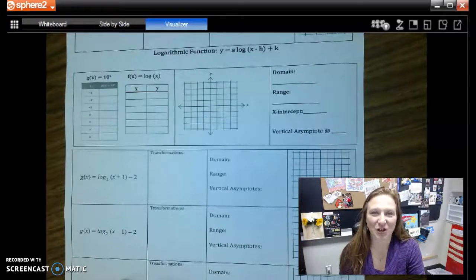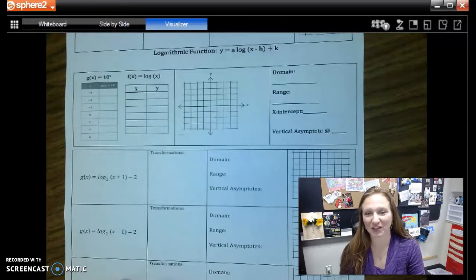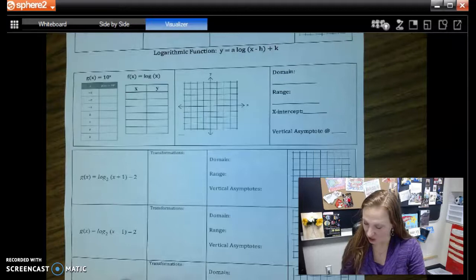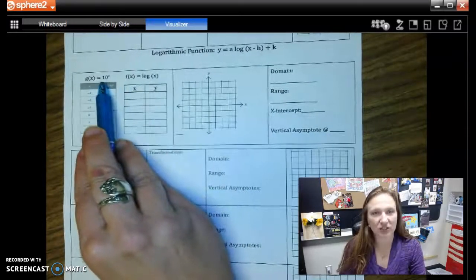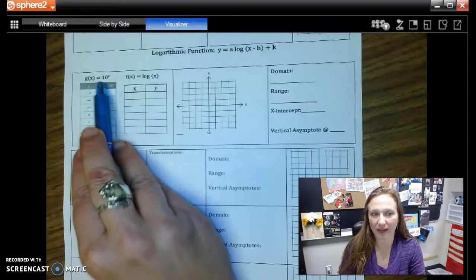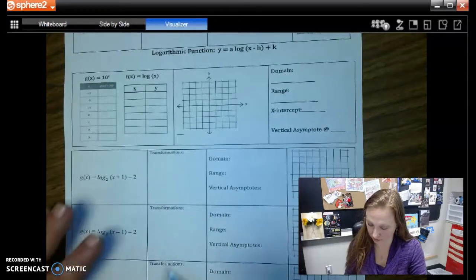Hello, today we're going to talk about log functions. We have a new function and this will be our final new function to learn about this year. So very exciting. We are going to be learning about the log function, which is the inverse of the exponential. So let's refresh our memory on what the exponential function graph looks like first.